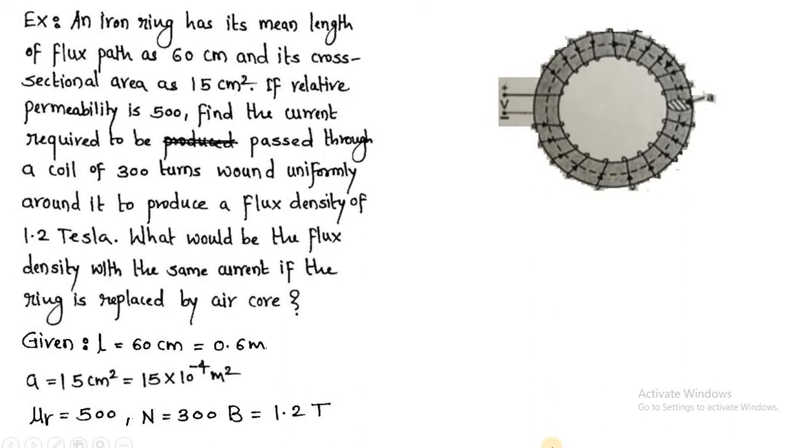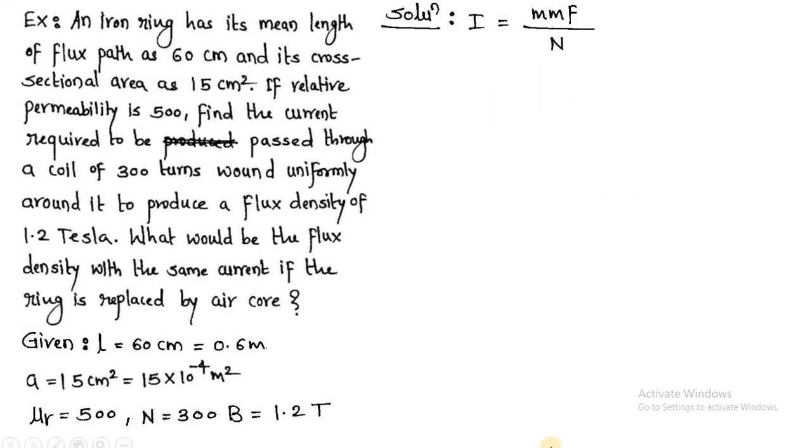So now let's take it step by step. The solution: I want to find out I, where I is MMF divided by N. Why? Because MMF is equal to N into I. So to find the current I, I am supposed to find out MMF first, because N is given to me. Now to find out MMF, what will I do? MMF is equal to what?